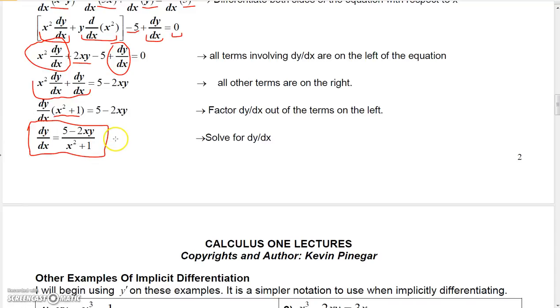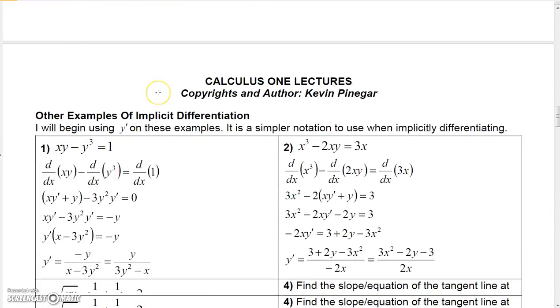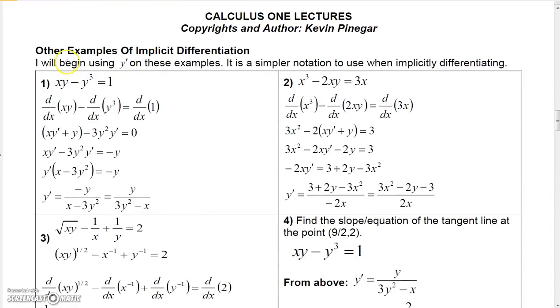Now, one of the problems that you're going to run into with implicit differentiation is your derivative many times is going to be written not just as a function of x, like it was with explicit differentiation, but it will be written as a function of x and y. So what that means is if you want to use this derivative to find the slope or the equation of some tangent line, you're going to have to not only know the x value, but you're going to have to also know the corresponding y value in most cases. All right, let's take a look at another one.